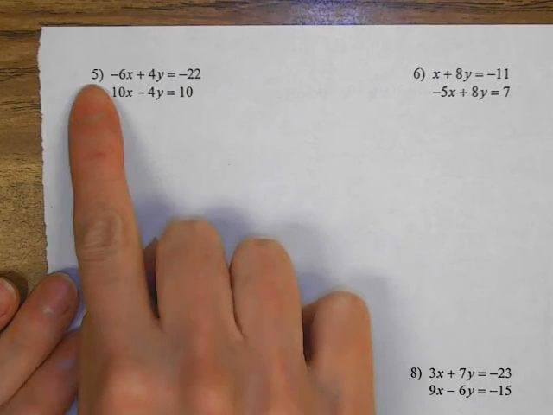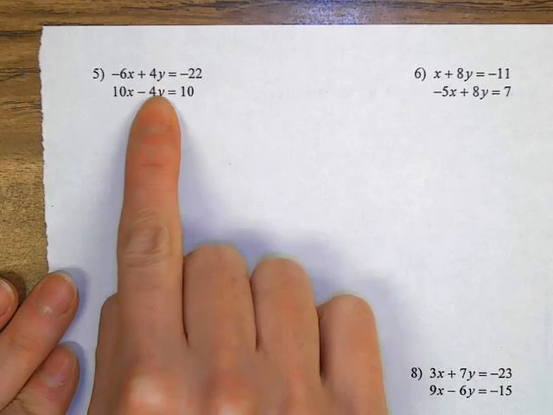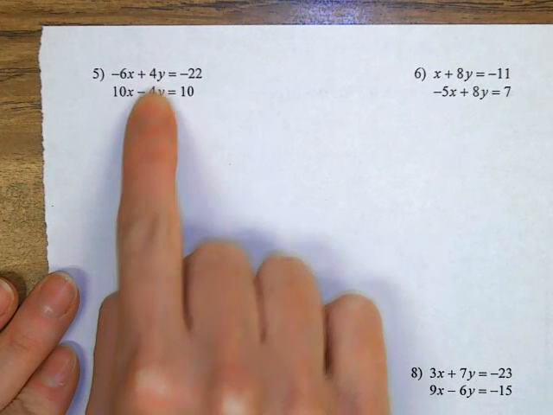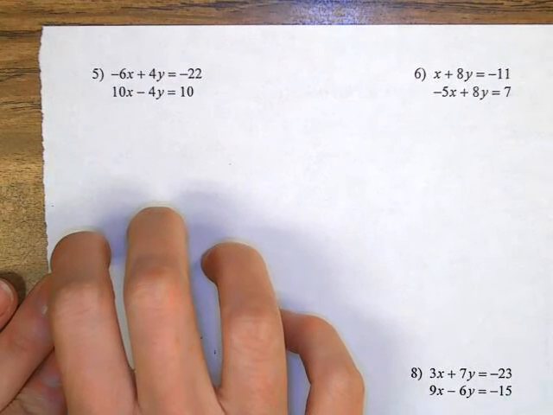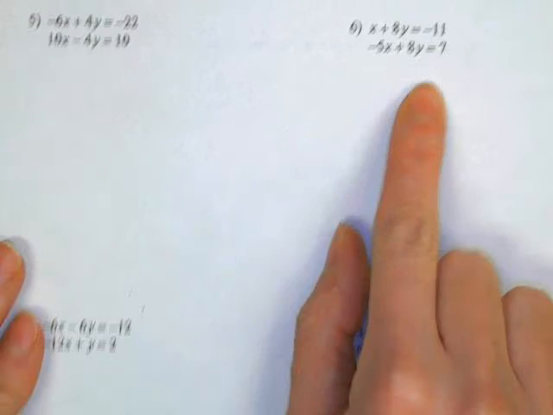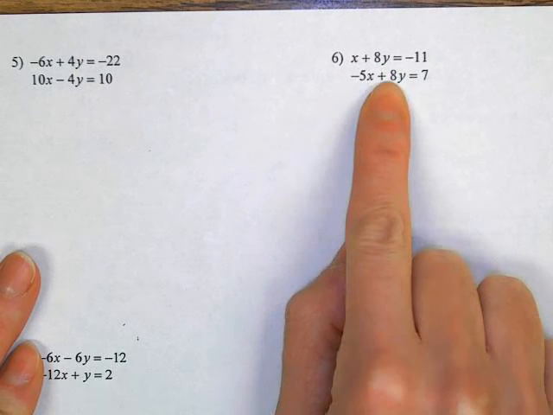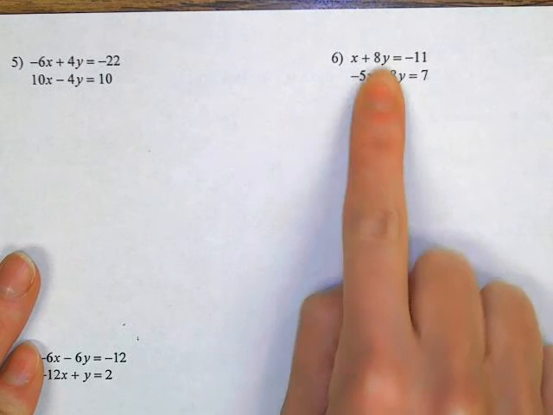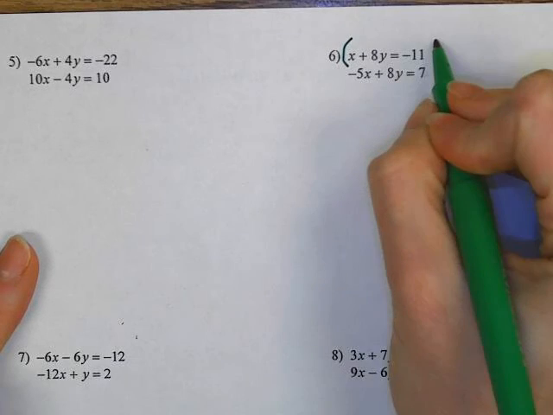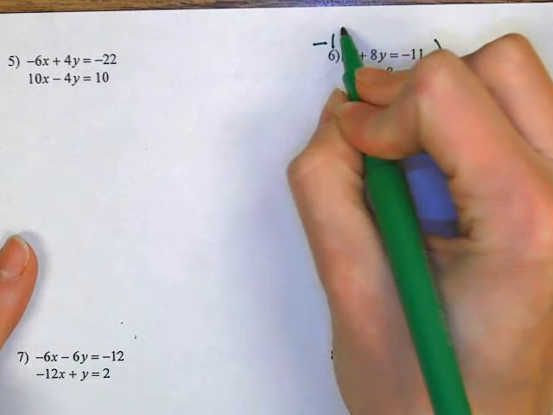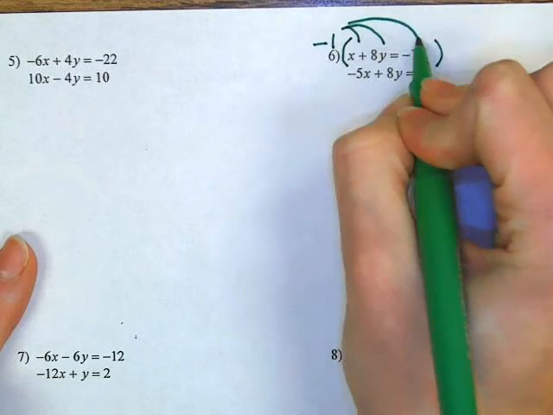Now, number 5 is super perfect because look, the 4 and the negative 4y already cancel. So you're already ready to add going down. Number 6, the 8 and the 8 are almost ready to cancel. So by simply multiplying one equation by -1, you could get the 8's to cancel.